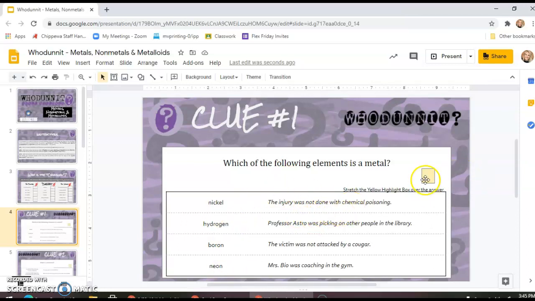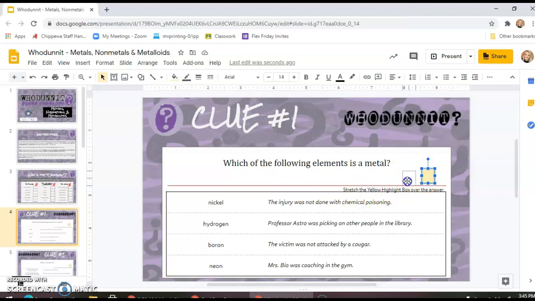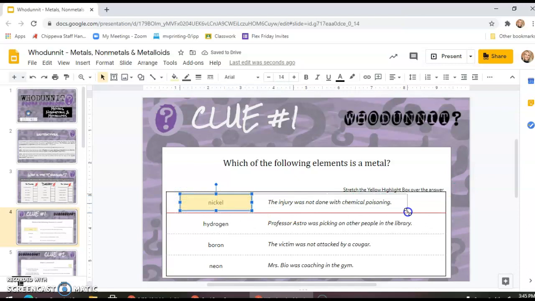If it's something that you know, you take the yellow box and you stretch it over the correct answer. So if I believe it's nickel, I take my yellow box and I stretch it over the answer. So then we have our clue through our yellow. It says the injury was not done with chemical poisoning. So that is my clue.